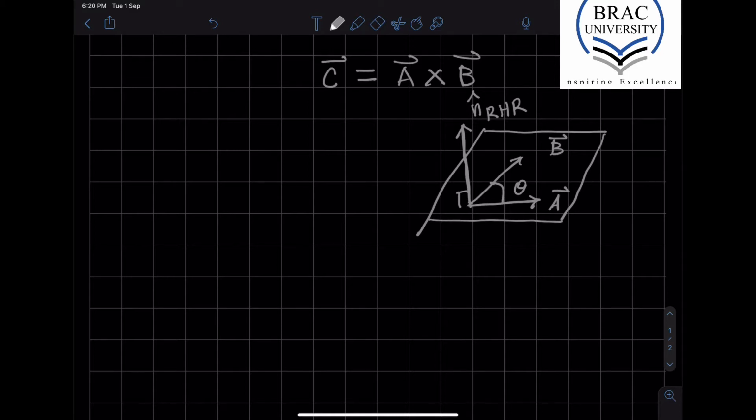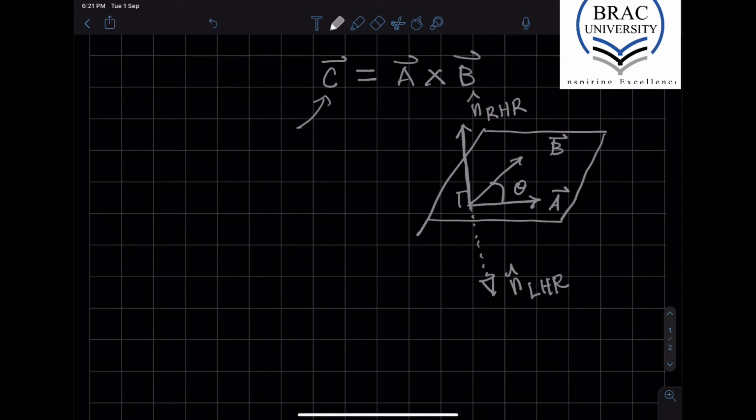There's, of course, another direction we can get, which is also 90 degrees to this plane. And this is the opposite direction, and that is the direction that we're going to get if we use what is known as the left-hand rule. So for the cross product, the direction of the vector that results from the cross product of A and B is going to be given by the right-hand rule. That is going to be our definition.